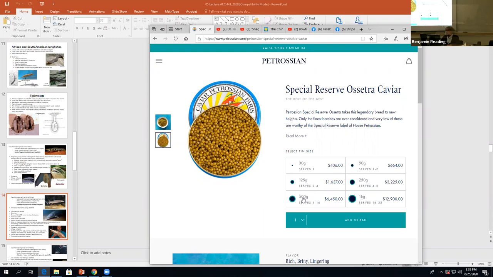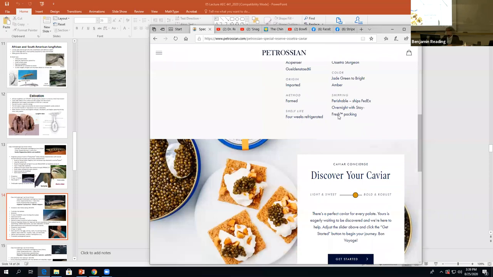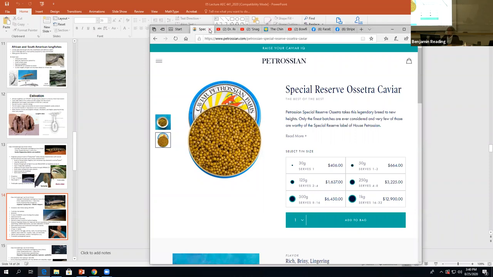500 grams. Anyone wants to go out this weekend, it'd be great if you could bring a present to class. We could take 500 grams. It serves just enough for the class. You're 16. It's only $6,400, right? You want a kilogram? $12,000 for this caviar. So very expensive stuff. And this is one type of the Russian sturgeon. So Petrosian is a caviar distributor. That's an example of the value of the sturgeons as a fishery.